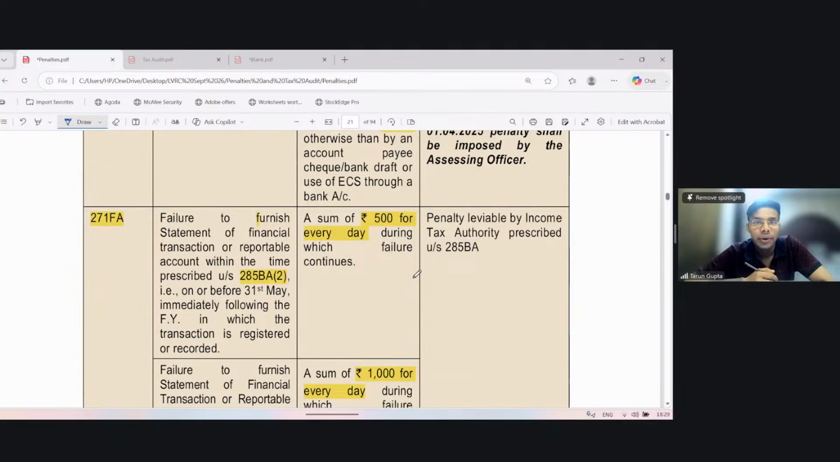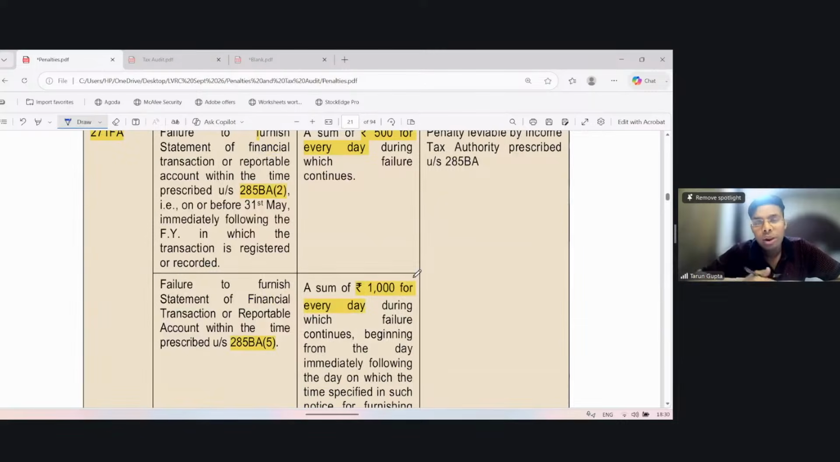271FA. Now we are coming to default in compliance with the provision of Section 285BA. 271FA says that it is a failure to furnish statement of financial transaction or reportable account within the time prescribed in Section 285BA subsection 2, that is, on or before 31st May immediately following the close of the financial year. Then there is a penalty of 500 per day during which the failure continues. However, if the failure continues even after the notice, then the penalty shall be 1,000 per day during which the failure continues.